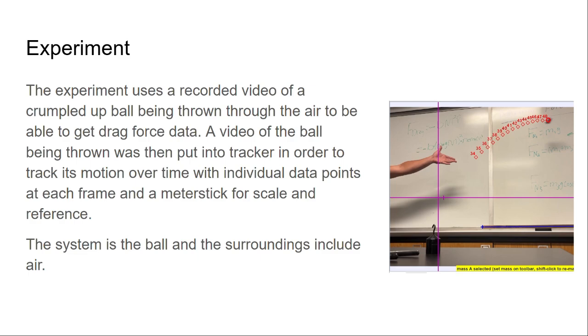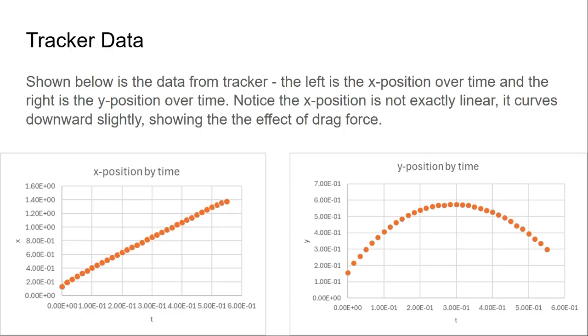So these two graphs show the x and y positions by time. You can notice that the x position isn't exactly linear and the y position isn't exactly a parabola. The x position is a little curved and the y position's not a perfect parabola. That is because of the drag force shown, and it will be modeled in GlowScript.